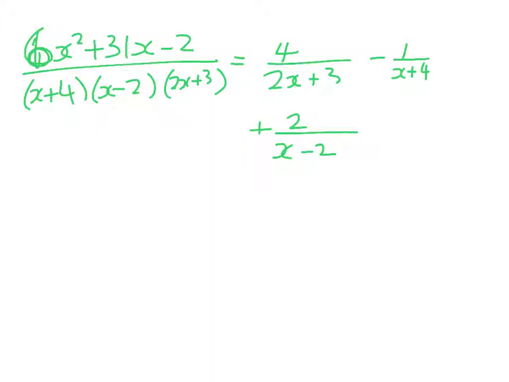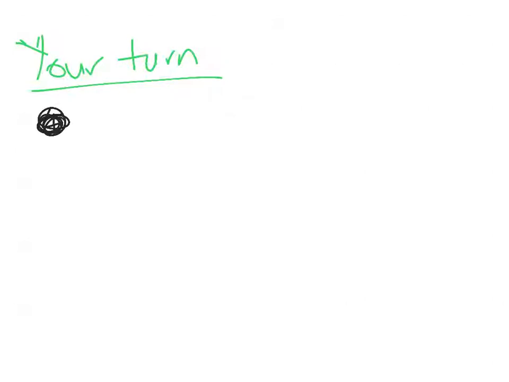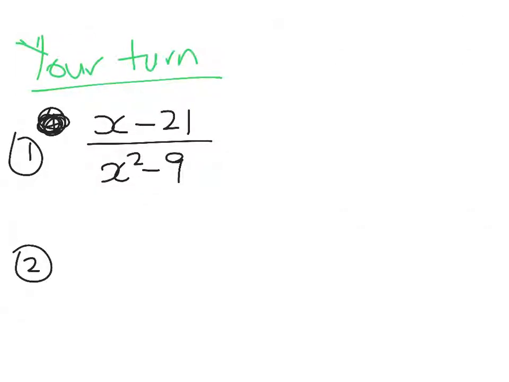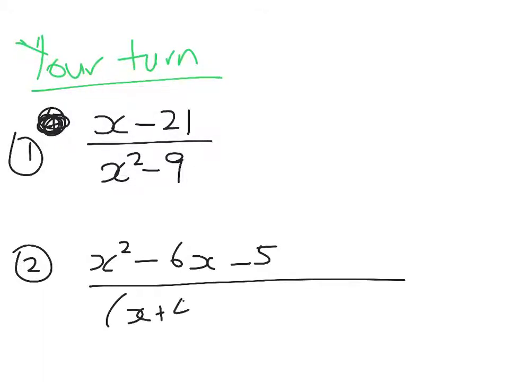On the next slide there are two that I want you to try. They're quite similar to the ones we've just done, probably a little bit easier. Write as the sum of partial fractions. Oh, giving away the answer. Bad. Here's the first one: x minus 21 over x squared minus 9. That's the first one for you. And the second one is this: x squared minus 6x minus 5 over x plus 4 times x minus 1 times x minus 3.